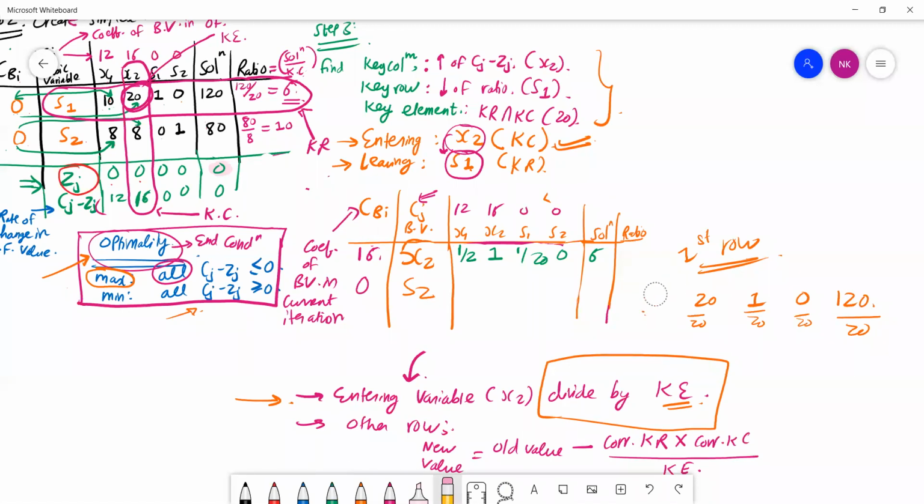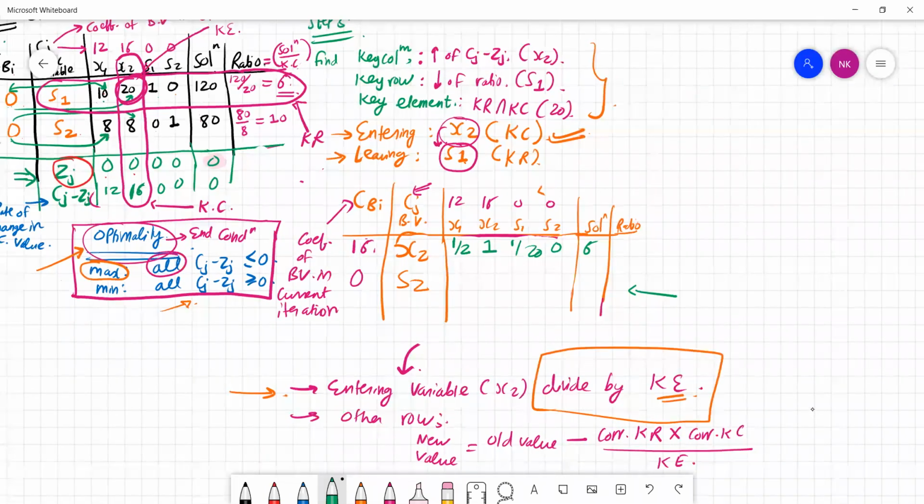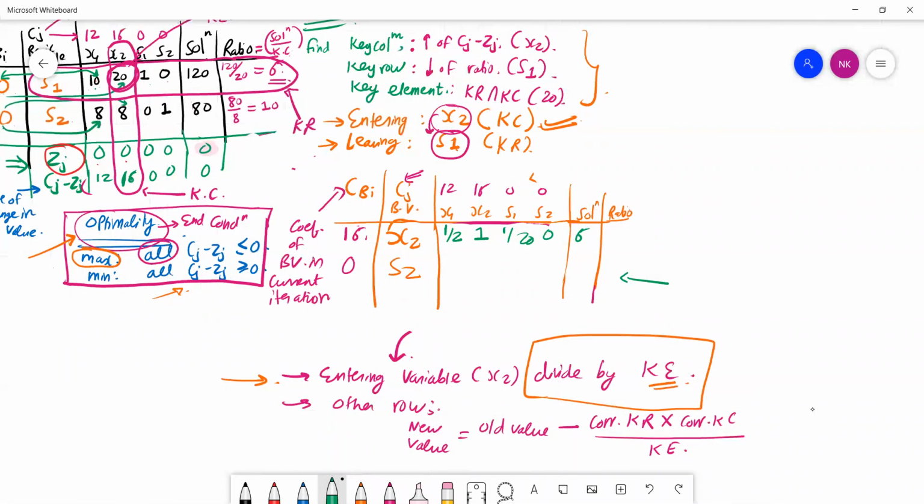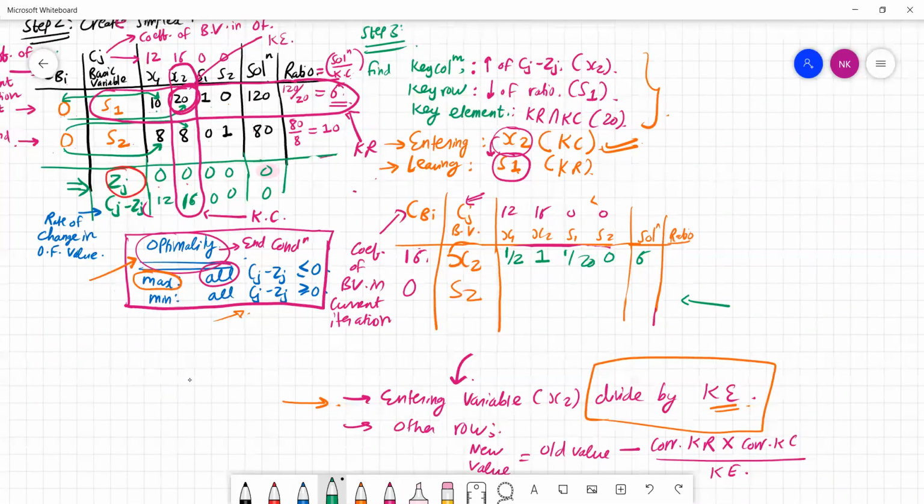Now the next step is to fill the other row that is vacant. That is the second row. We need to fill this particular row. So for the filling of the row, we need to find the values. For finding the values, this is the formula: new value equals the old value minus the corresponding key row multiplied by the corresponding key column divided by the key element. So everybody just have a look over here at what we are trying to do. What do we mean by the corresponding key row and key column?